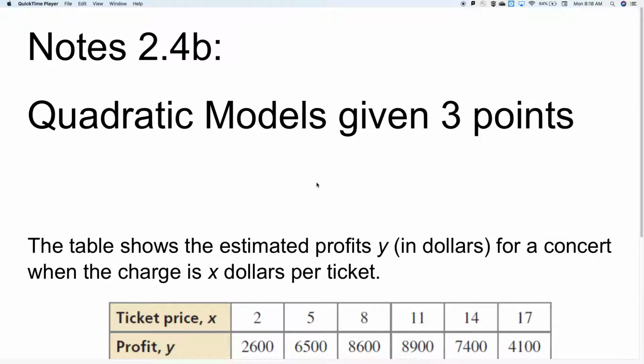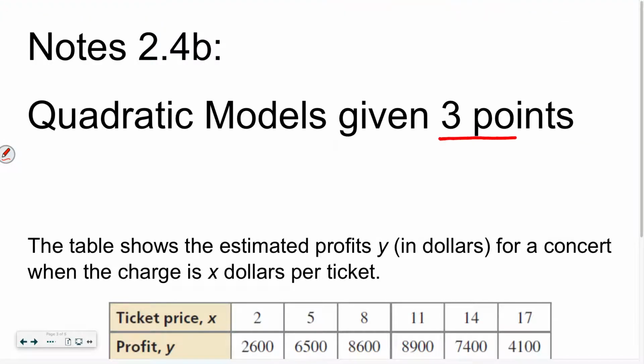Today, we're going to do quadratic models given 3 points. But what's important to note is in your 3 points, you have no vertex and no x-intercepts. Because if I had the vertex, I would use vertex form. If I had both x-intercepts, I would use intercept form like we did on Friday. So this is like, I know 3 points on a parabola, but I don't know if they are the vertex or if they are the x-intercepts. Okay, they're just 3 random points.